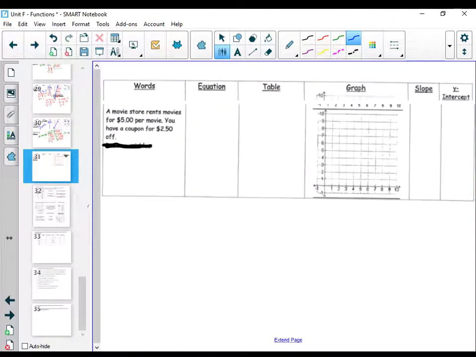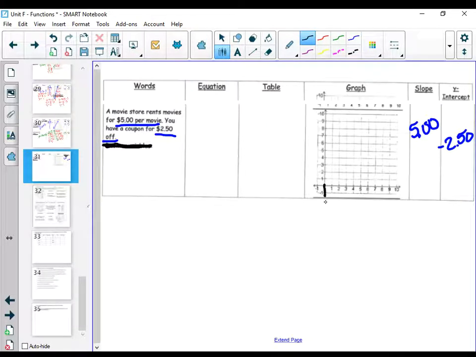All right, last problem. A movie store rents movies for $5 per movie. You have a coupon for $2.50 off. So you have to pay the $5 per movie. That tells me that's my slope, that's my rate of change, and I have $2.50 off. So $5 per movie, $2.50 is where I'm going to start, and I have that amount of money off. So it's actually like a credit on my account. So it's a negative 2.50. I'm taking that off, taking it away.